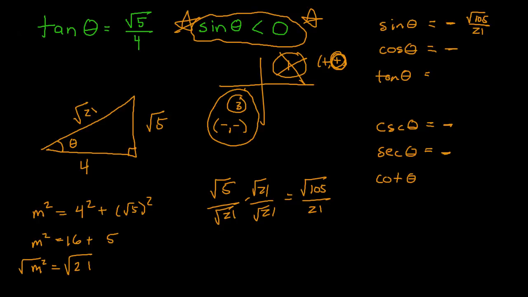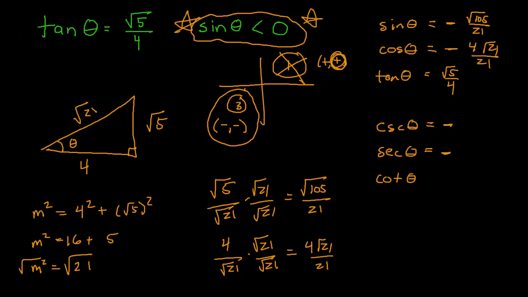All right, cosine is adjacent over the hypotenuse, so 4 over the square root of 21. Once again, I got to do some dirty work there because I need to get rid of that square root in the denominator. So cosine would be negative 4 square root of 21 over 21. I already know tangent, radical 5 over 4.